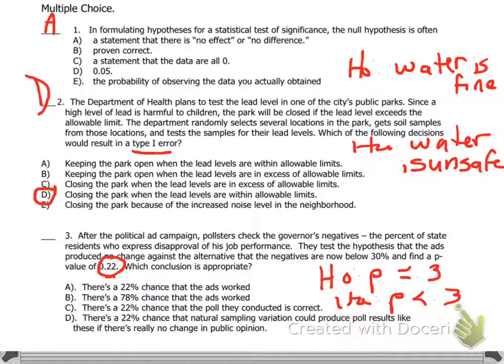Okay, so let's remember what the p-value is. The p-value is the probability. Okay, so given that H0 is true, what's the probability that HA can happen? All right, and do you see that D is the only conditional one here? So we're going to go with D.